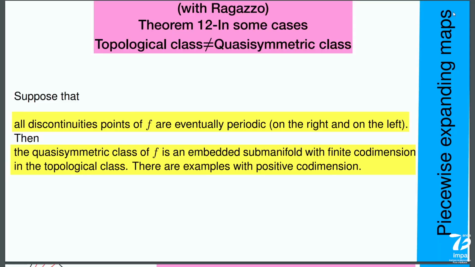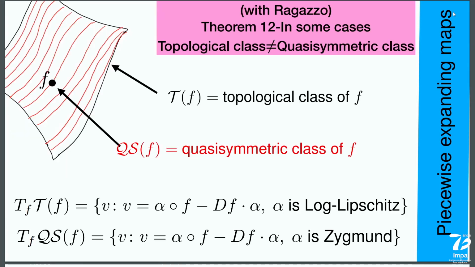And it turns out that you can give examples where the codimension is positive. So that's the picture that you can find in some examples. So the topological class of F is a Banach manifold, and the quasi-symmetric classes foliate the topological class. So they're really different. They're really, really different.